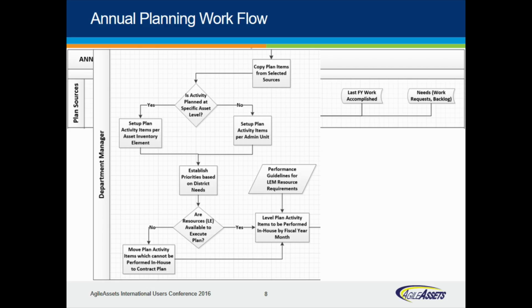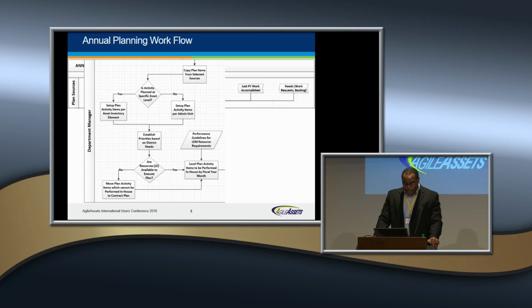So once I have all the different plan items set up, I can take these and decide whether I'm going to plan at an asset level, so down to a specific road or a specific bridge, or whether I'm just going to plan by a planning unit, an administrative unit. Based on that decision, I would set up my plan items. Then the next thing I'm going to decide is whether I have the in-house resources, that is the employees, the equipment, and the material to actually execute that plan, or if I'm going to contract that work.